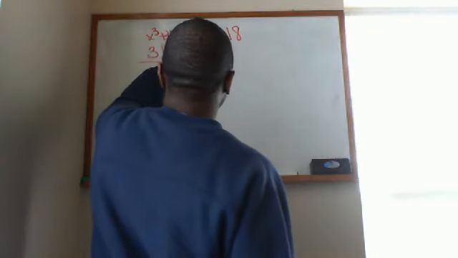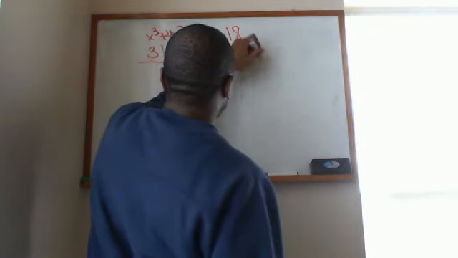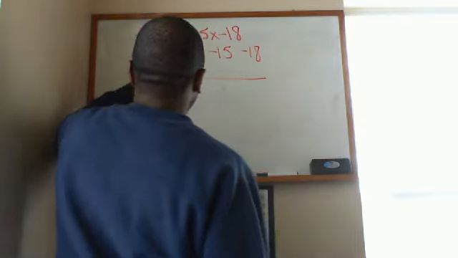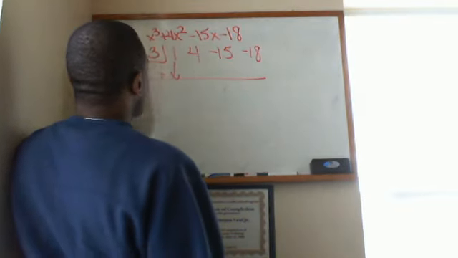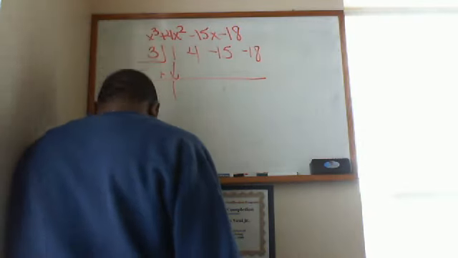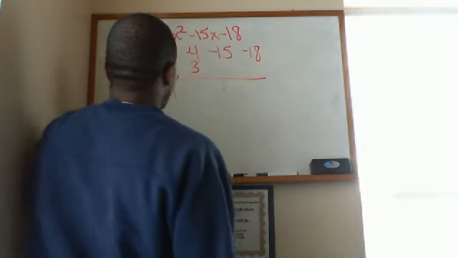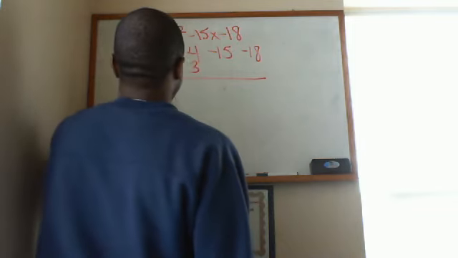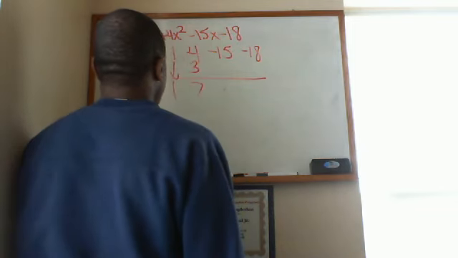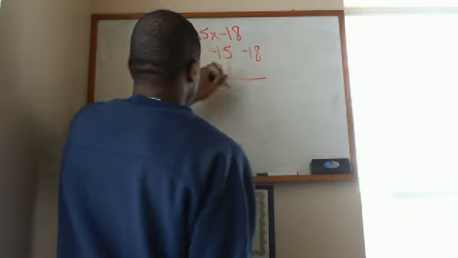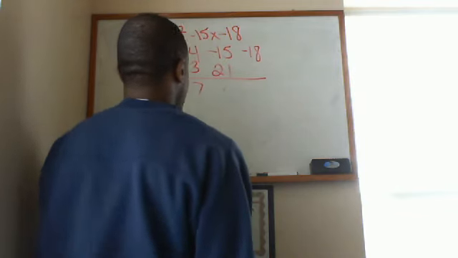Now what's next? Pull out the coefficients 1, 4, negative 15, and negative 18. Draw the line, drop it like it's hot. Now what? Pull down the 1. And then multiply that times 3. Add that, and you get 7. Then multiply that by 3, and then you add that and you get 6.